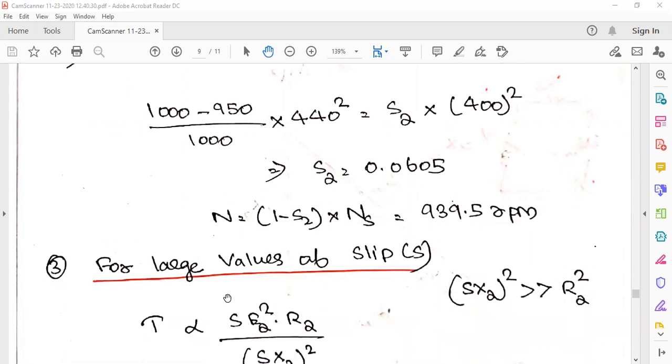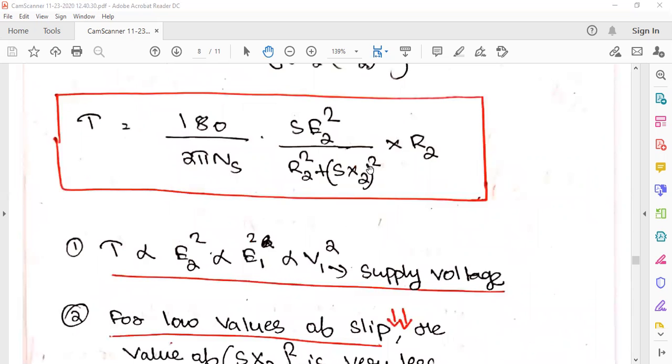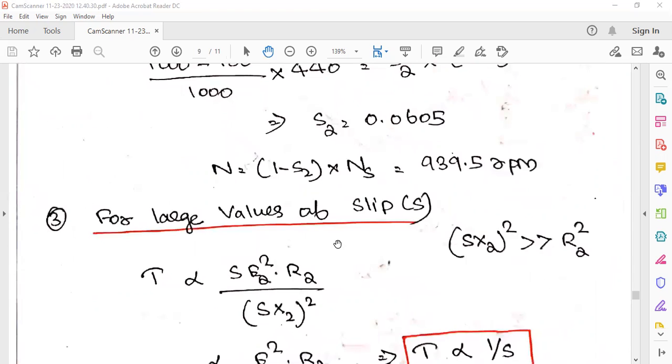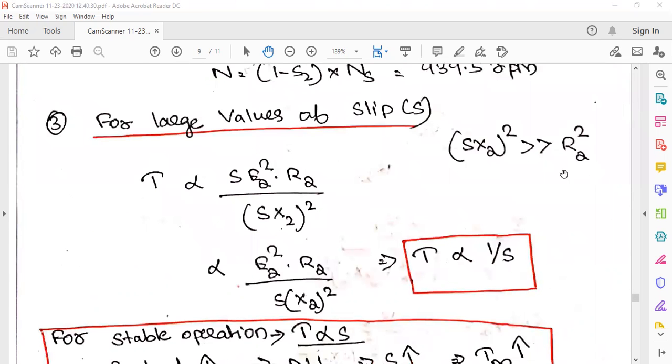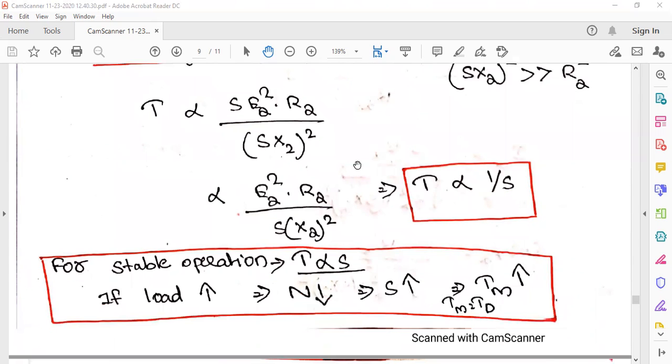Now we will see the case of large value of slip S. Large value of slip S means the (SX2) whole square term will be very large, so that we can neglect the other term. That's what we are doing here. So torque will be proportional to S E2 whole square by (S X2) whole square only, because R2 becomes very small when compared to S into X2 in case of high slip value. In that case, we get T is proportional to 1 by S.